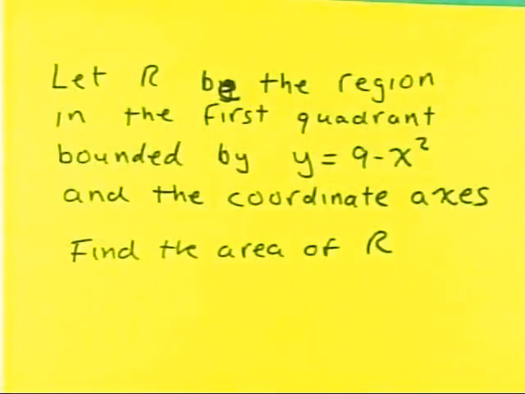We took a test over growth and decay. Wow, that's hard, isn't it? Hey, I'm going to give you an area problem. Let R be the region in the first quadrant, bounded by y equals 9 minus x squared and the coordinate axes. Find the area of R. And turn down your TV just a little bit, okay?